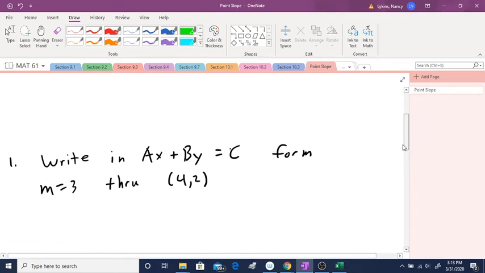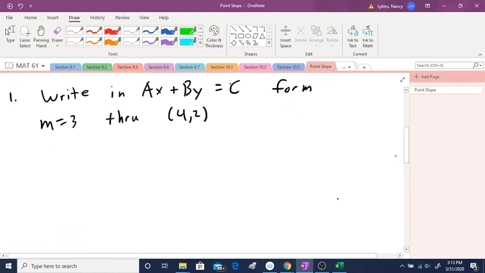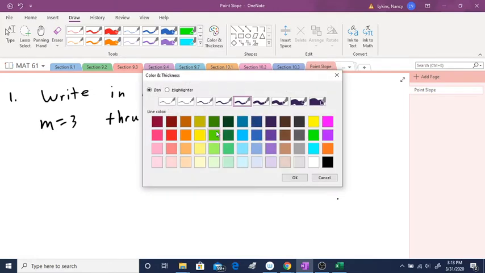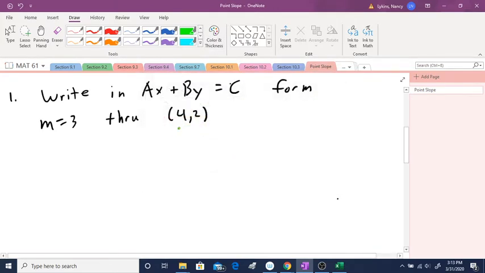Now, if you're given a problem that's asking you to find or to write in ax plus by equals c form, this is the point slope format. And I'm also giving you m equals 3, which is the slope. So the slope is 3, and it runs through point (4, 2). So I want us to look at this equation, and the first thing I'm going to do is look at my coordinate. This is my x1, y1.